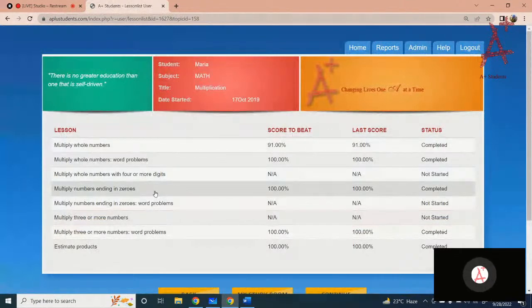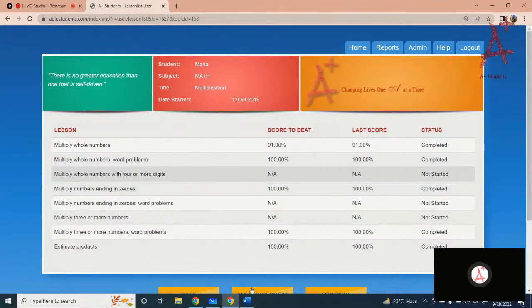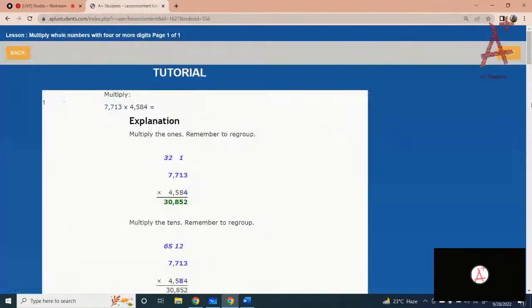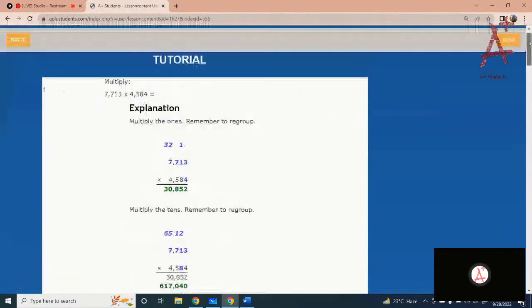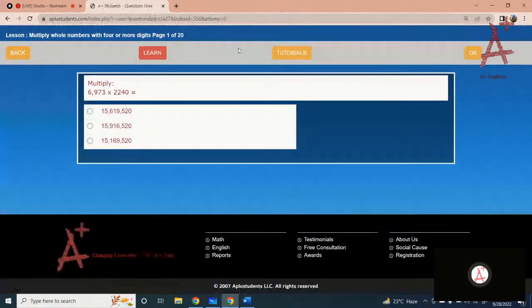Okay, the next lesson is multiply numbers ending in zeros. So let's just start with multiply whole numbers with 4 or more digits. Okay, let's just click on the test button. We are going to multiply digits that have more than 2 digits. They have 4 digits. Got it? So let's just start.